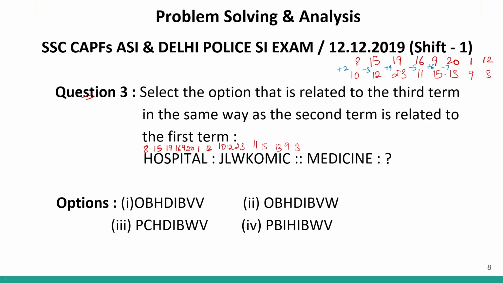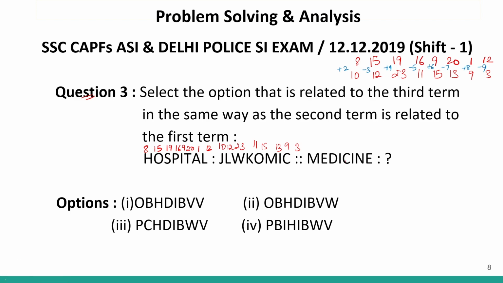20 to 13, 7 positions backward. 1 to 9 is 8 positions forward. And similarly, 12 to 3 is 9 positions backward. So this is the logic: plus 2, minus 3, plus 4, minus 5, plus 6, minus 7, plus 8, and then minus 9. So similarly, we'll do the same thing for medicine.